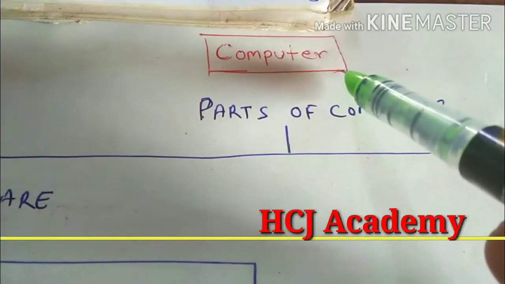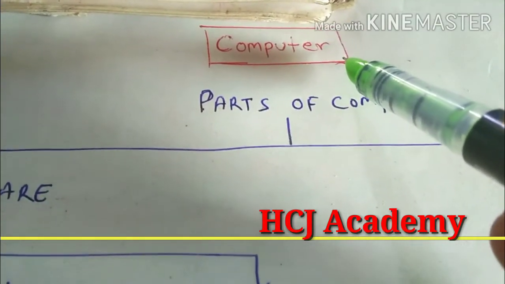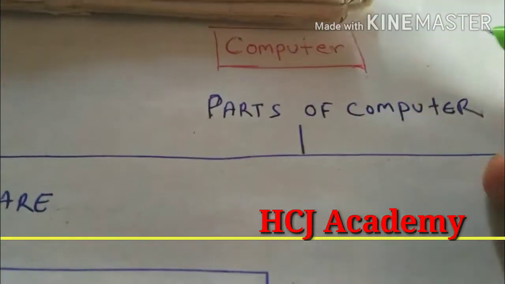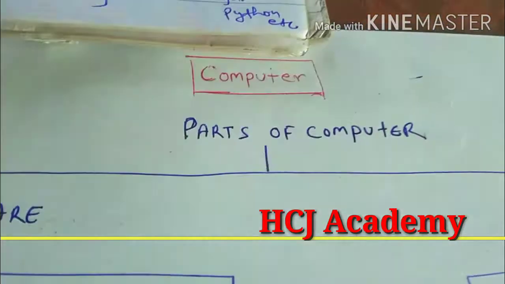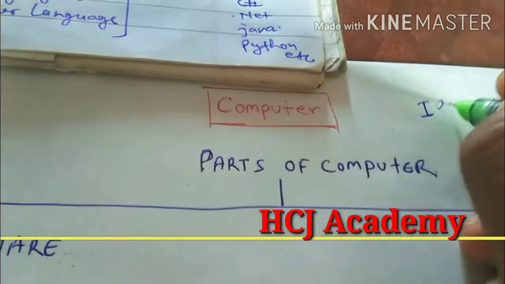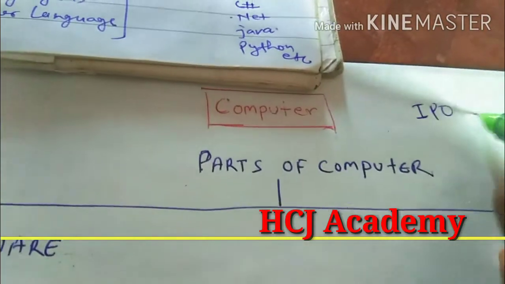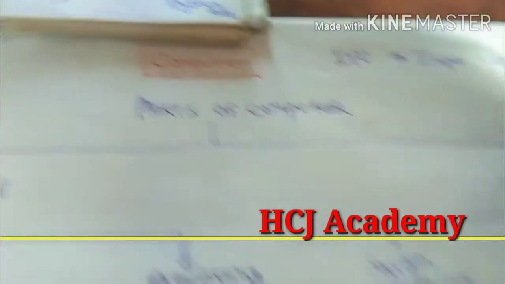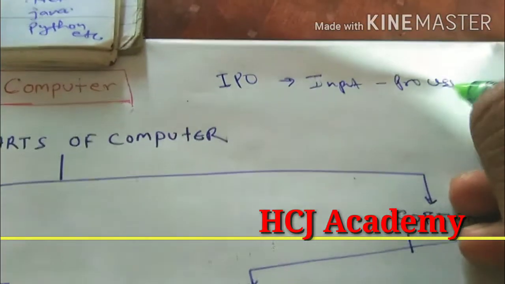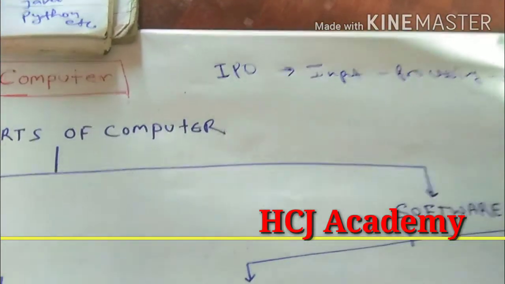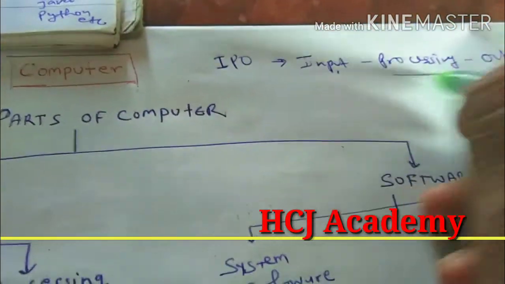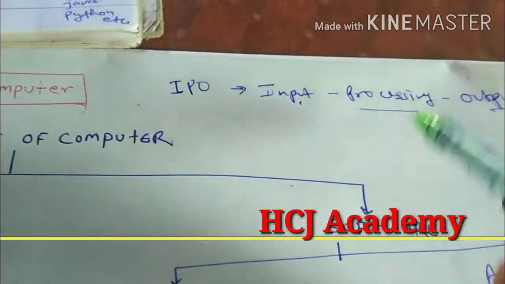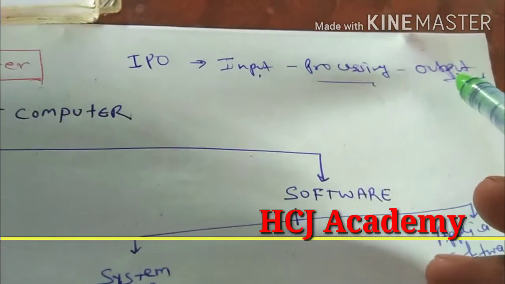A computer is an electronic machine which accepts our data, processes it, and gives the result. Our computer system works on the IPO cycle. IPO means I for input, P for processing, and O for output. So input, processing and output.